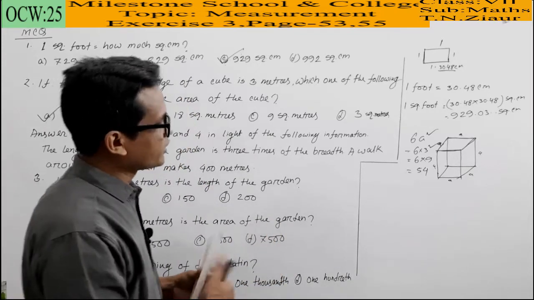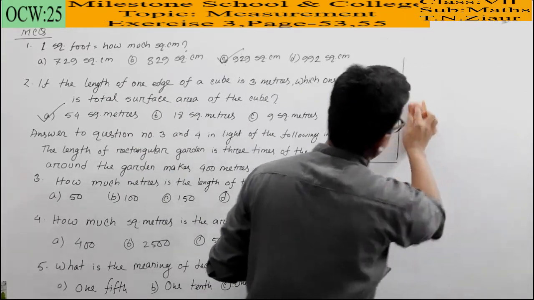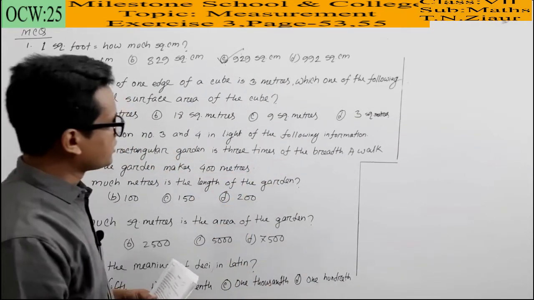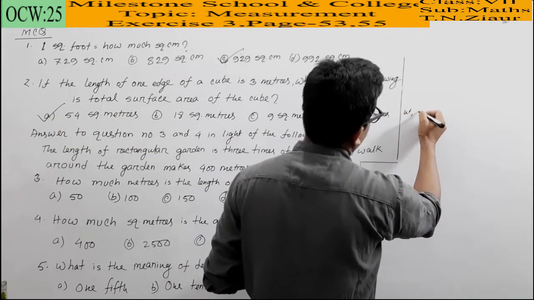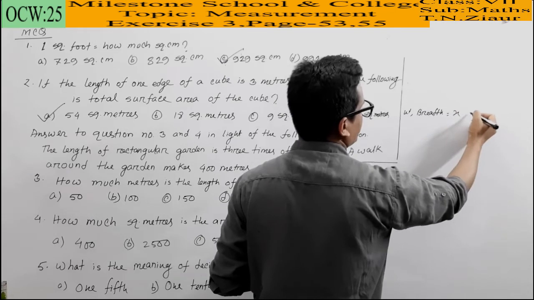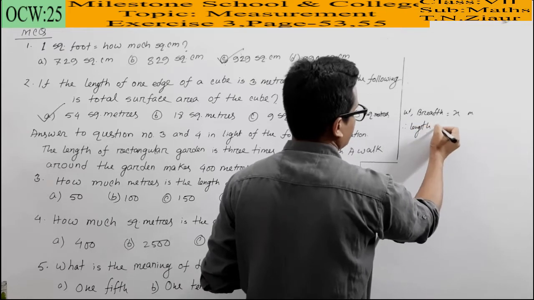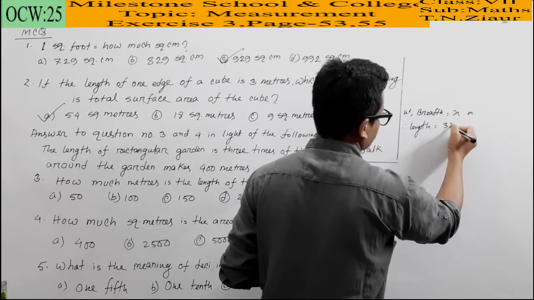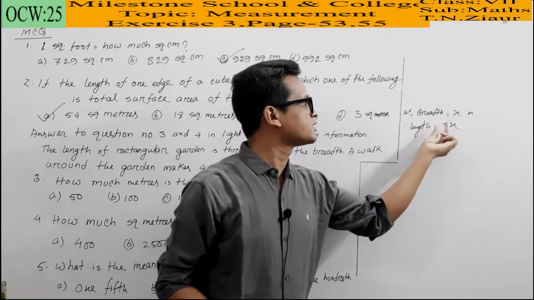Yes, you know. Now I will find the next one. There is 3 times the breadth, and the breadth is not given, so we can take the breadth as x meter. Suppose the breadth is x meter. So therefore the length will be what? The length will be 3x, because it is 3 times the breadth, right? So now breadth is x and length is 3x.